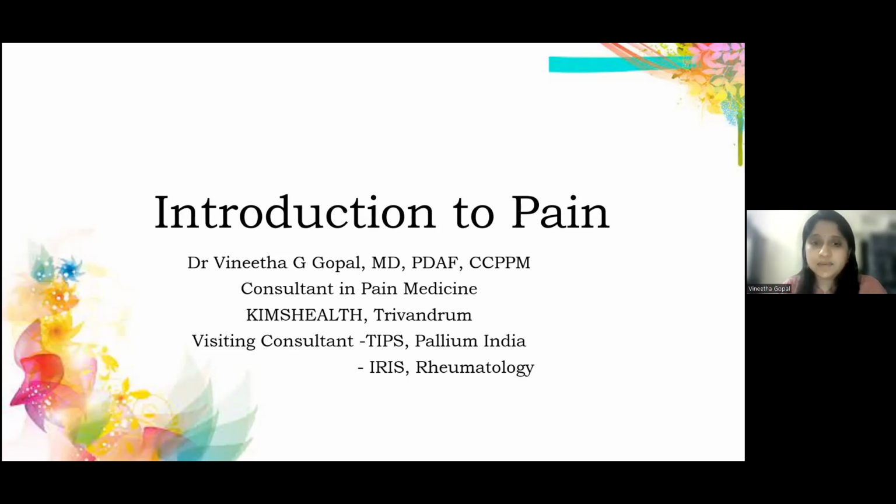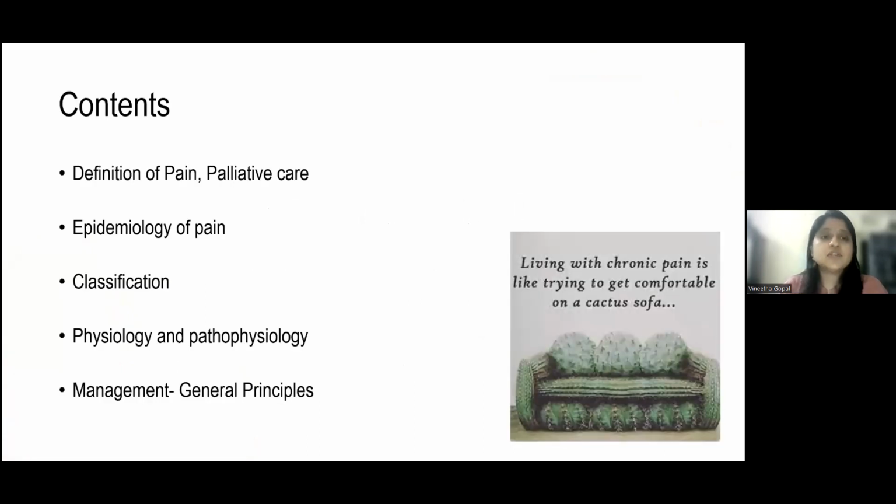So today I'll be dealing with the definition of pain as well as palliative care, then the epidemiology of pain in cancer, then the classification, then the physiology and the pathophysiology. That is the area where I am going to focus the most, and then the management, just the general principles of management.